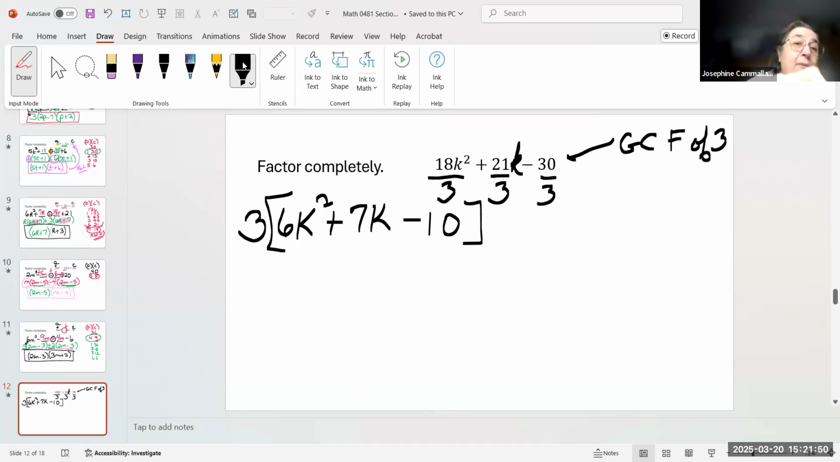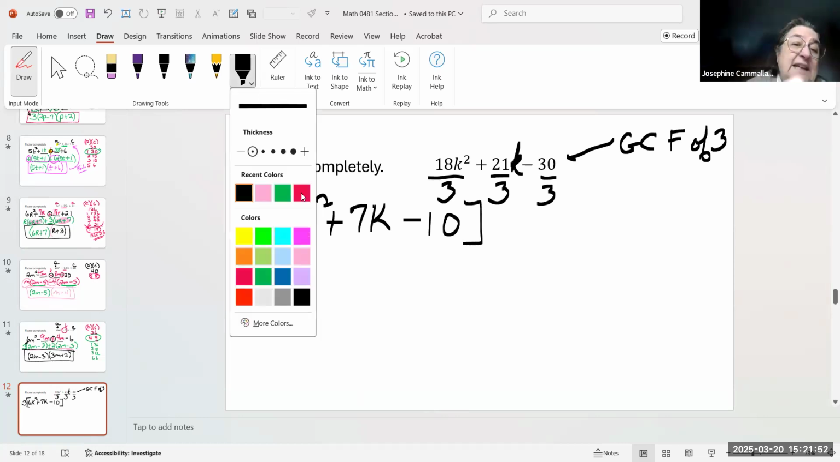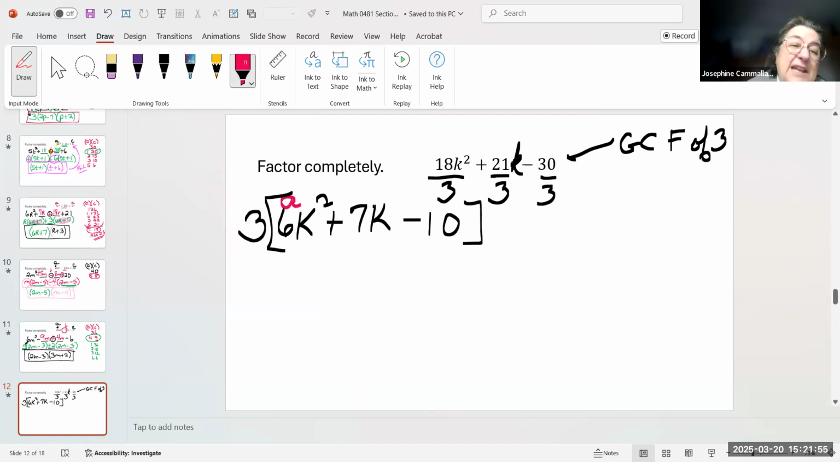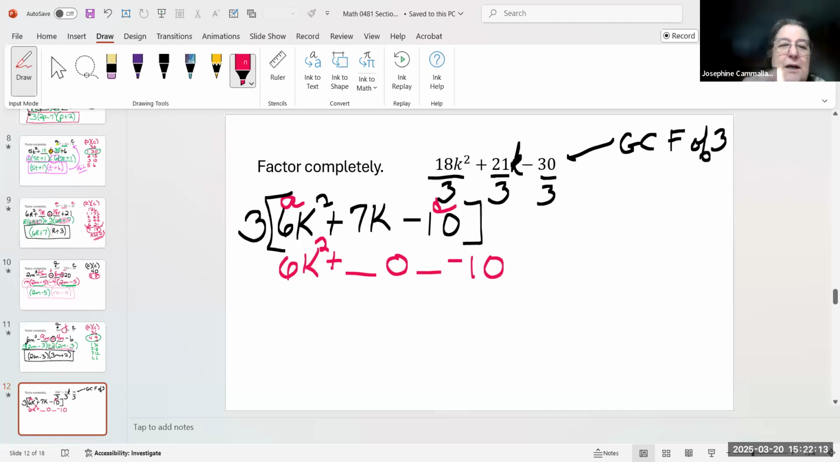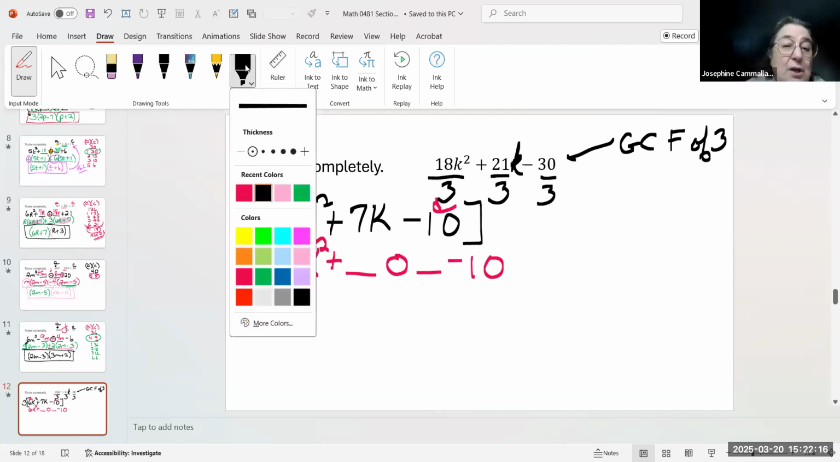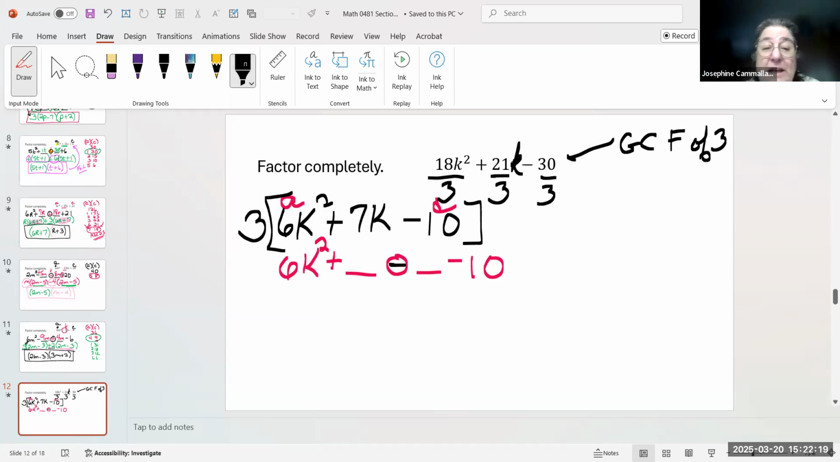Okay. Well, this is my A term. This is my C term. This 3 is out in front. This is 6k squared plus blank, circle blank, minus 10. And by now, you should know that this is a minus sign. Okay, A times C is 60.